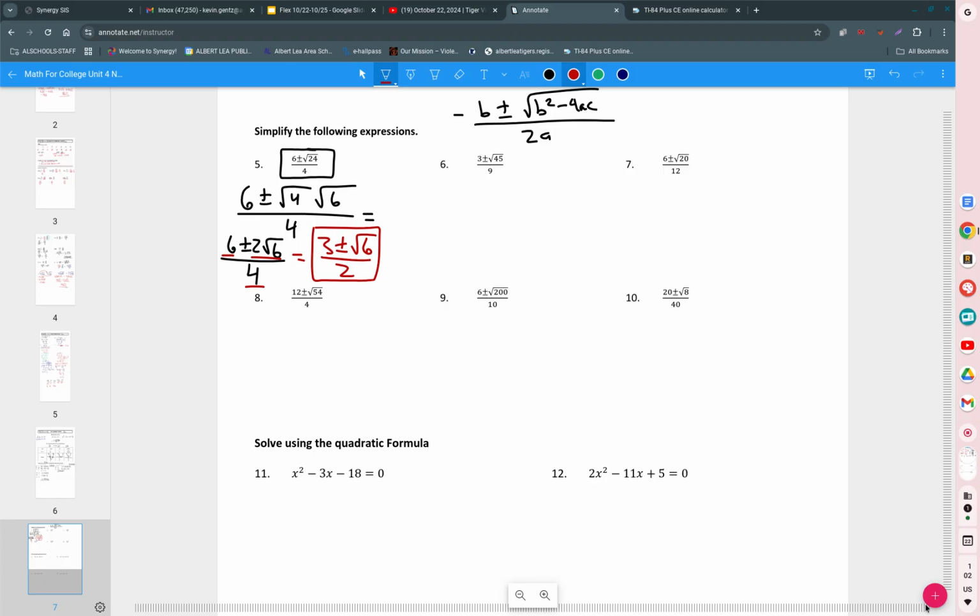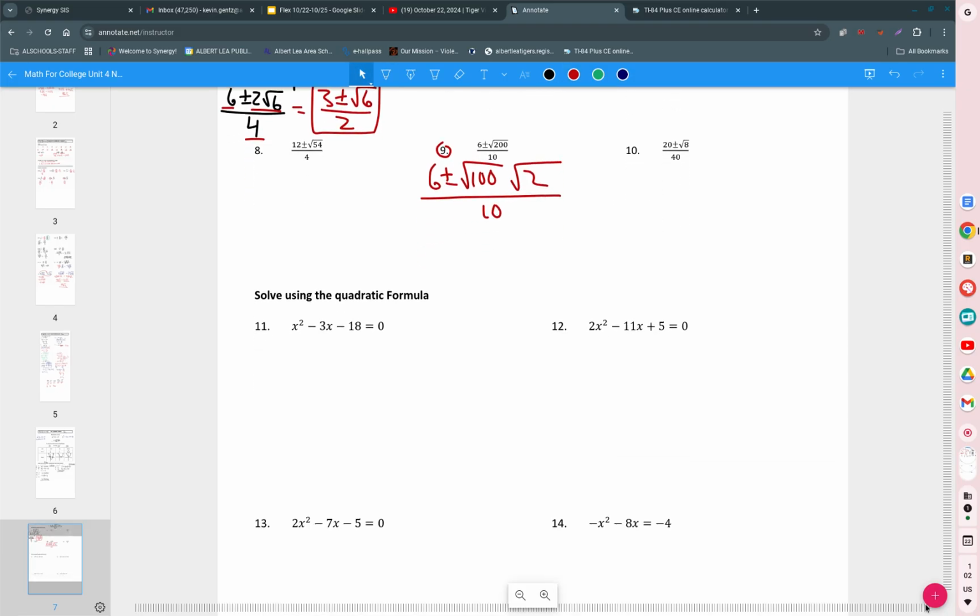We're not going to do all these. We're going to do 2 more. Alexia, please pick number 6, 7, 8, 9, or 10. She would like us to do problem 9. I do 6 plus or minus. What is the perfect square that divides evenly into 200? 100 times 2. I have the square root of 100 is 10.